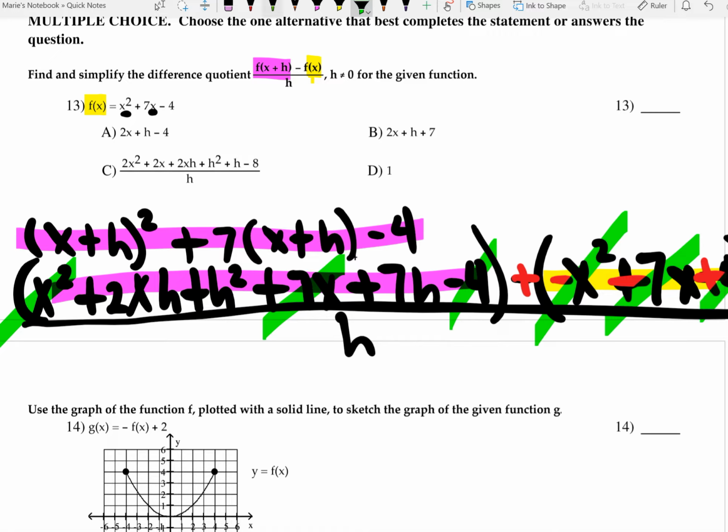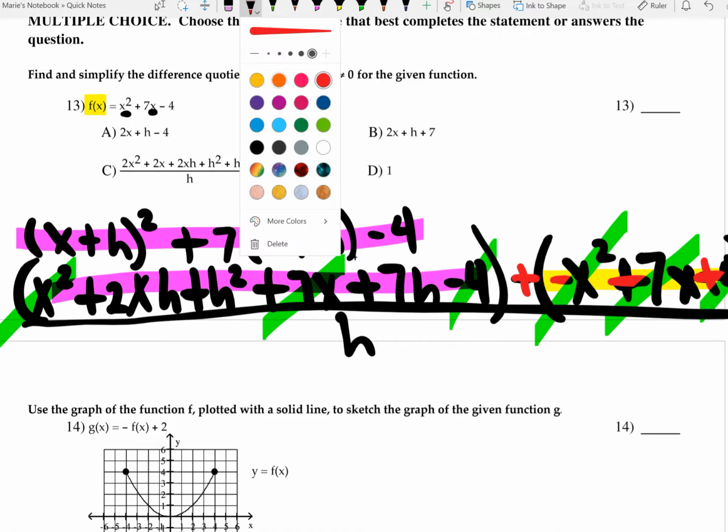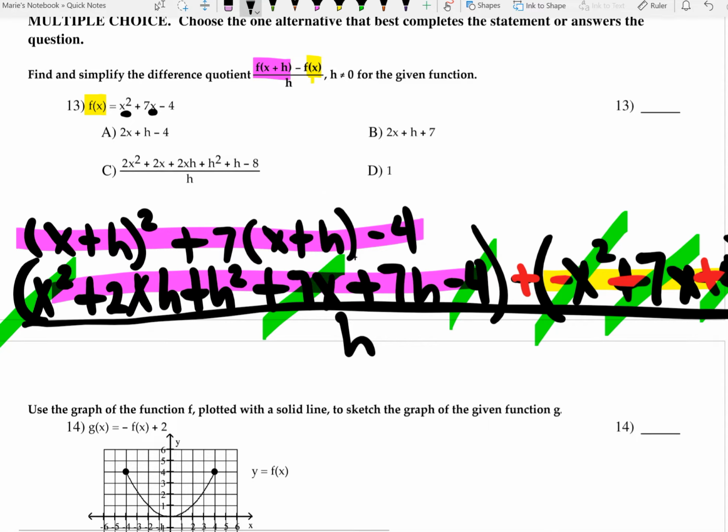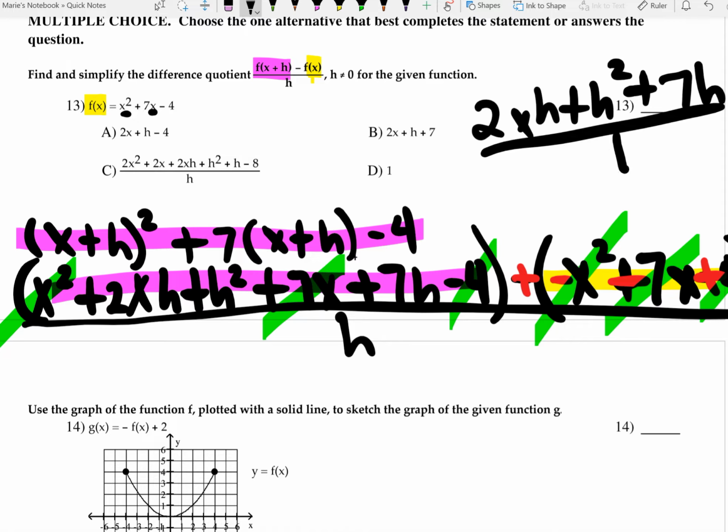What you are left with now is simply, let me go back. You're left now with 2xh plus h squared plus 7h, all of this over h. Understand that the h's are all going to cancel, and in this case just simply reduce. So they'll cancel here, and this will reduce down to just plain old h. So your final answer is right here. Okay?